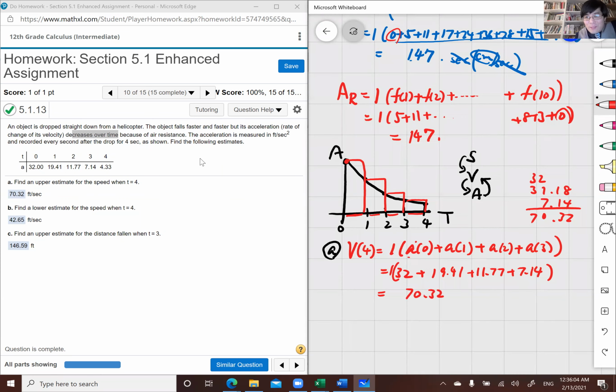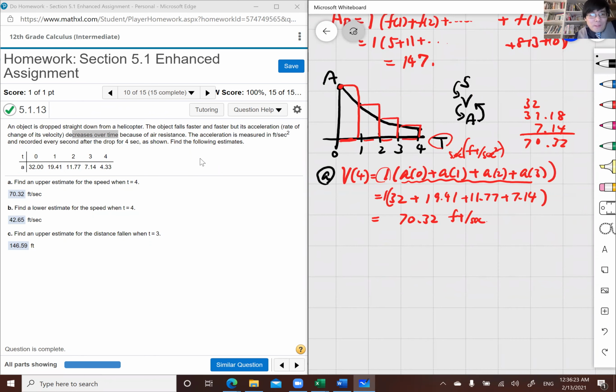The unit inside the parentheses is feet per second per second, and this 1 has a length of 1 second, so I multiply by seconds. So the correct unit is feet per second, which represents some kind of velocity or speed.